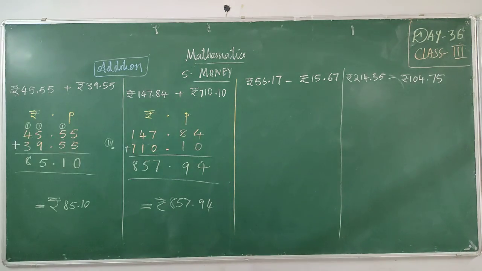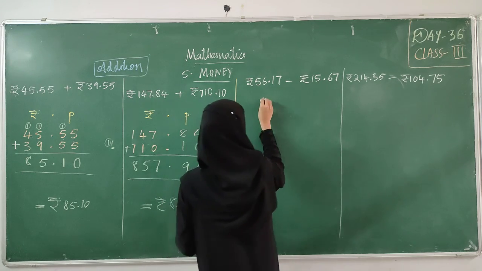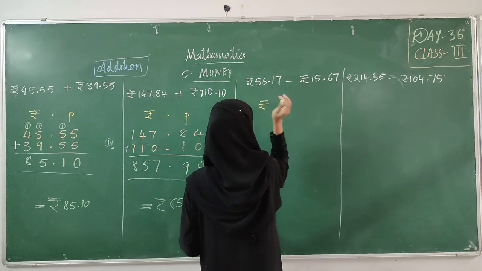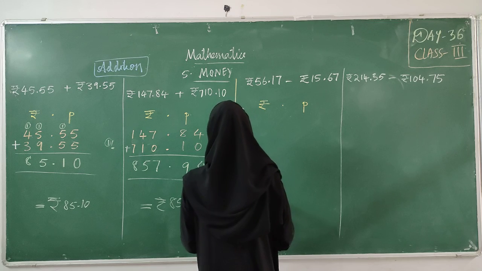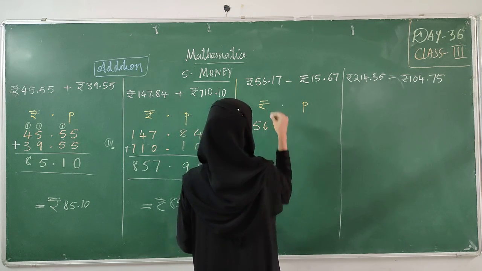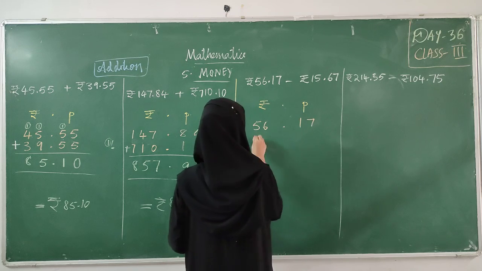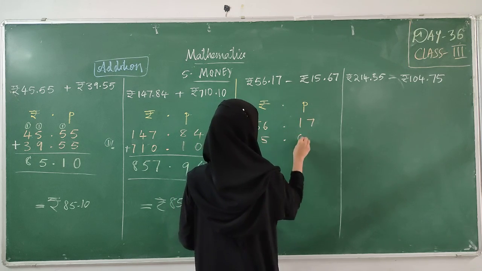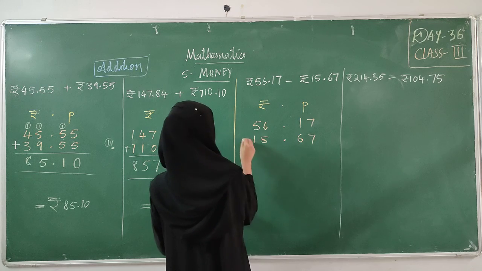Now those are the two amounts we are having. Same as we did over here, just the thing is you are going to do subtraction instead of addition. So let's begin. Rupees column, dot, paisa column. Substitute the values. 56 dot, below the dot 17, 15 dot, below the dot 67. Subtraction sign.